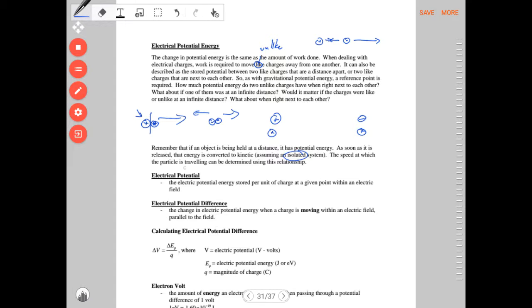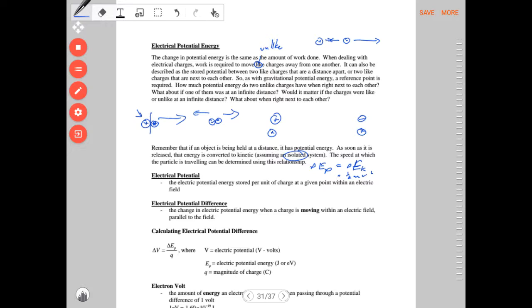So the speed at which the particle is traveling can be determined using this relationship. Remember, the change in potential energy is going to be the change in kinetic energy, so that's going to be EK. Now remember, the EK formula is still 1/2 mv squared, but for EP, we can't just use mgh anymore because that's gravitational potential energy. We're going to be talking about electrical potential energy now.